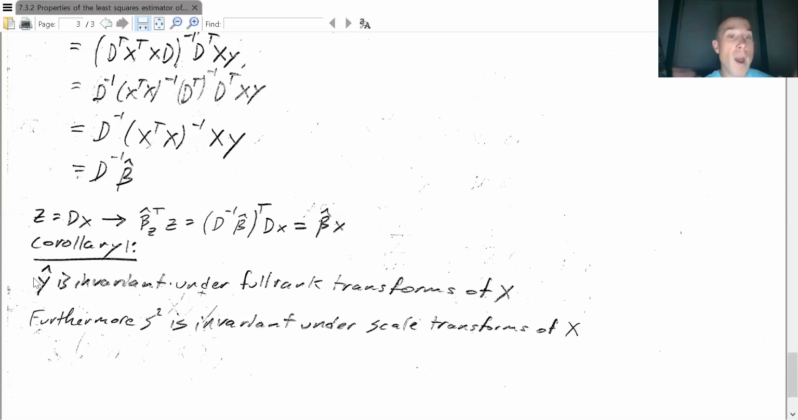This is a big deal. Why is this a big deal? Because let's say I want to center and scale my predictor variables. When I do that, it's not going to change my modeled values. This is something that I personally do when I'm doing machine learning. Also, principal component analysis is a linear transformation. It's a full rank transformation. Therefore, I'm not going to change my modeled y values if I use all of my principal components. This is a very handy thing.